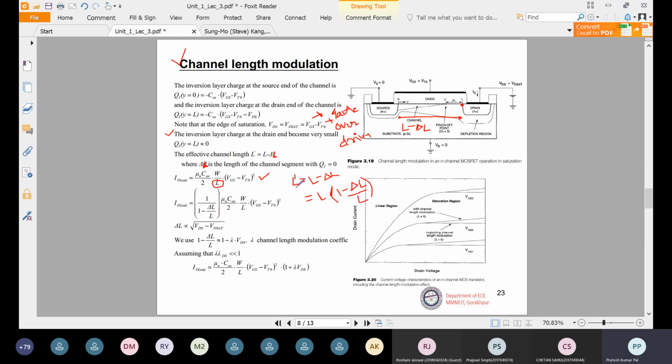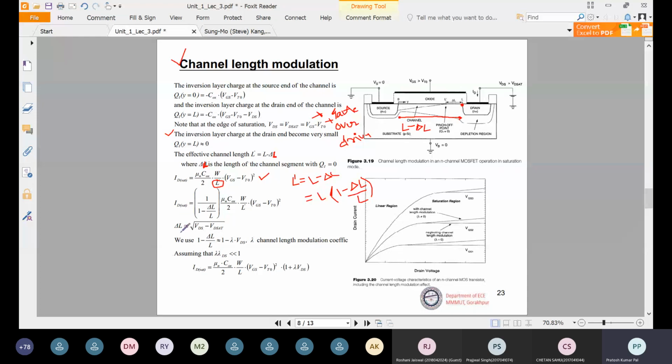ठीक है, ऐसा हो जाएगा. So L dash will be equal to L in bracket 1 minus delta L by L. So we will be replacing this L dash by L into 1 minus delta L by L. So जो L था उसको हमने बाहर कर दिया इधर, and this will become 1 by 1 minus delta L by L. So this will be equal to your ID saturation, again this will be this ID dash.